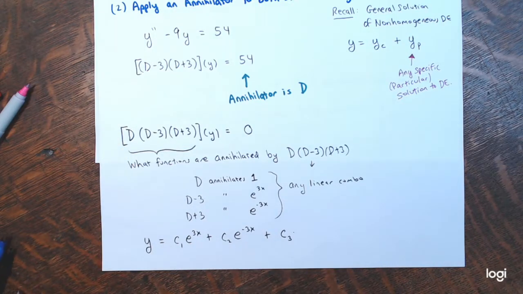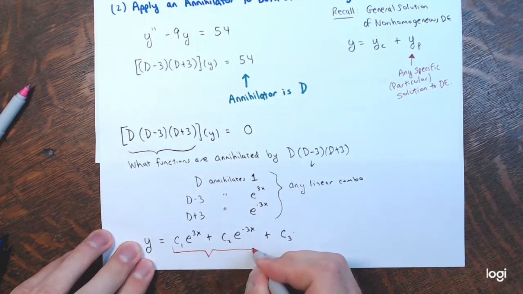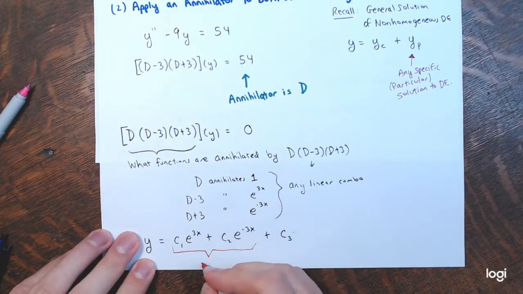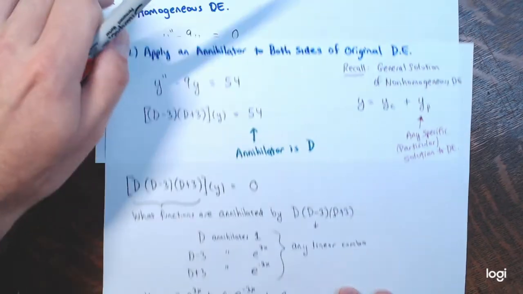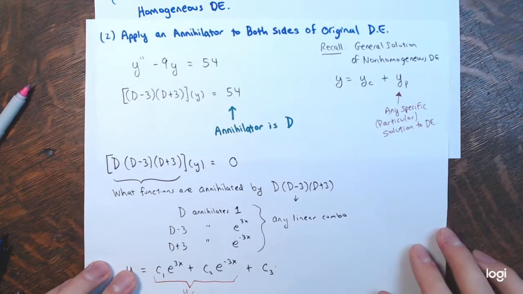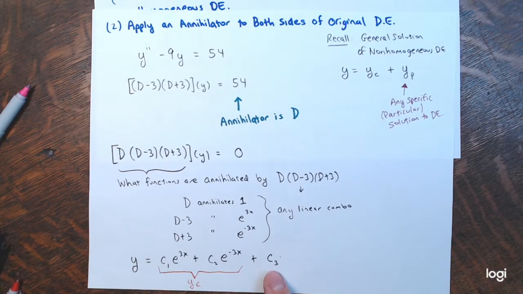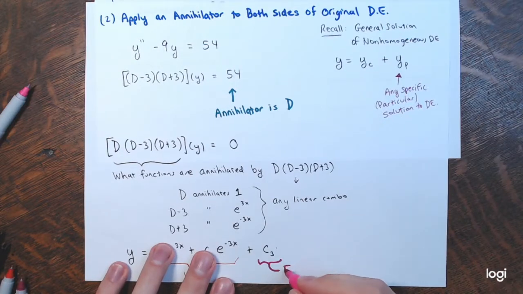All right, so look at this. This constant times e to the 3x plus another constant times e to the negative 3x, that's the complementary function from earlier. That's this yc, the solutions to the corresponding homogeneous equation. So then the rest of it, c3, this is the form that the particular solution will take. This is actually going to be the form of yp.